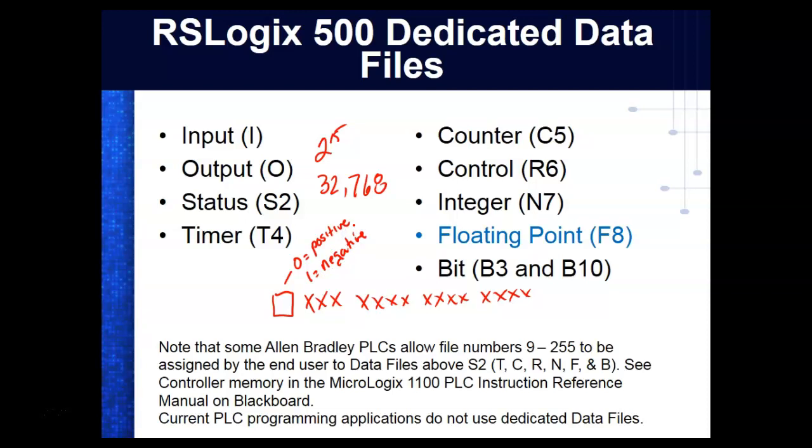Now the range of the numbers is I could have 32,768 negative numbers, and I can have 32,767 positive numbers. Can anybody tell me why I have one less positive number than I have negative numbers? Zero. That's exactly right. Zero would be assumed to be a positive number, but it's not. Zero has no sign. So when we start dealing with these signed numbers, we have one more negative combination than we have positive combinations because of zero. Good point.